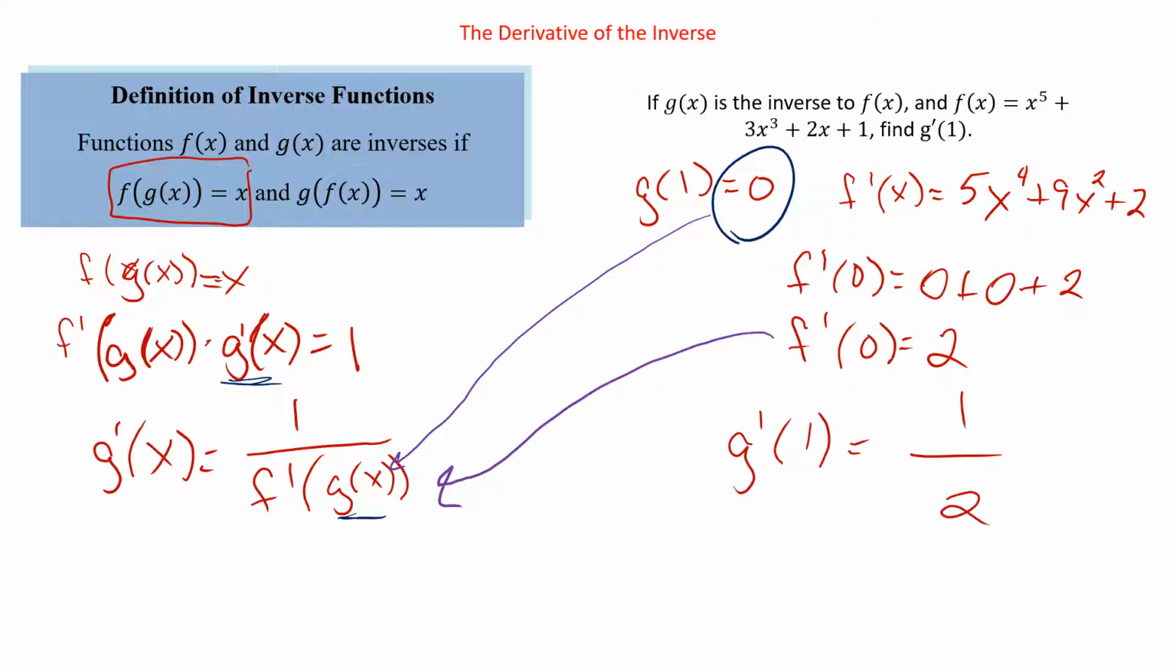That last step, going 1 over what we found, is what people forget the most. A lot of times, people end up giving me this answer right here. You're almost there. 1 over that answer. And we found the derivative of the inverse at that point without ever finding the inverse beforehand. How cool is that? So this is what we're working on today.